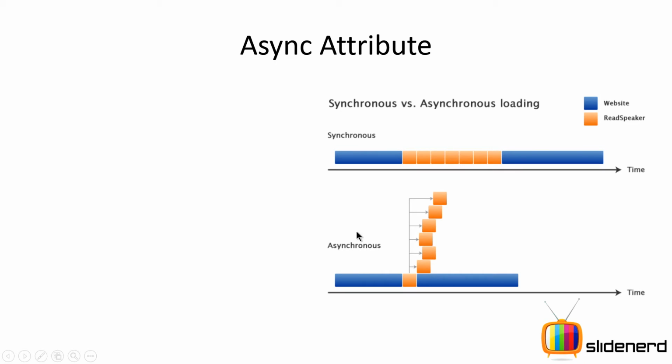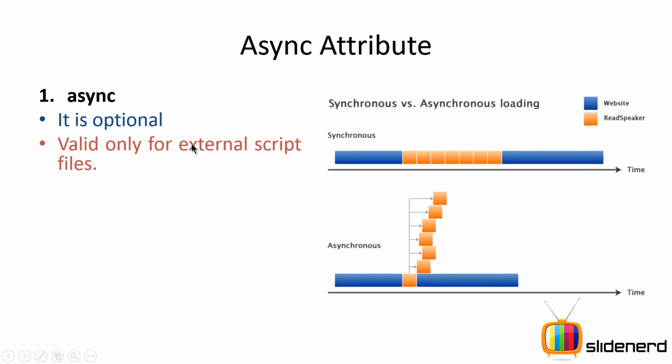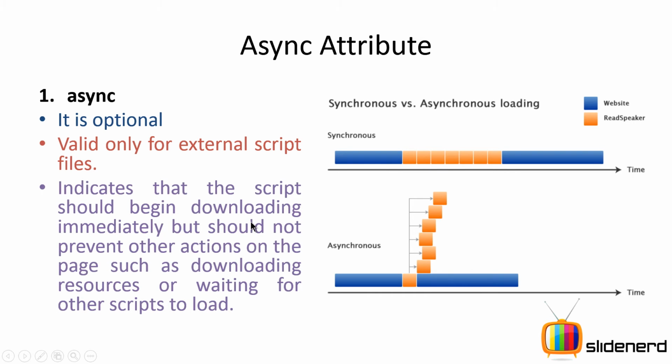This asynchronous behavior can be supported with this attribute called async in JavaScript. This attribute belongs to a script tag, so it's an optional attribute. It only applies for external script files. Of course, if you're writing all your JavaScript within your HTML page itself, then it's not going to apply to that. It talks about external JavaScript files, and it indicates that the downloading should begin immediately but should not prevent other actions like downloading resources or waiting. In other words, just carry on with your HTML stuff, I will carry on with my JavaScript stuff. That's the kind of behavior you're enforcing with the async attribute here in JavaScript.